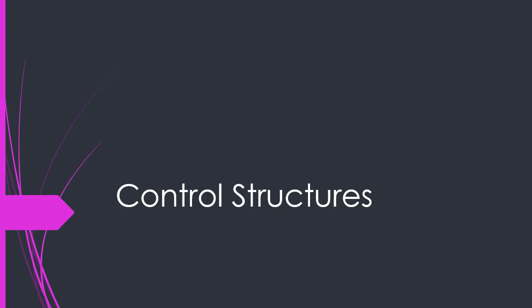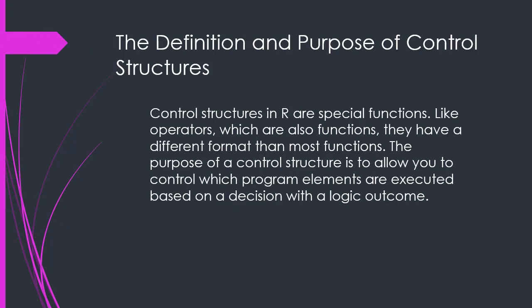In this learning cycle, we're going to play with control structures. Control structures in R are special functions. Like operators, which are also functions, they have a different format than most functions. The purpose of a control structure is to allow you to control which program elements are executed based on a decision with a logic outcome.